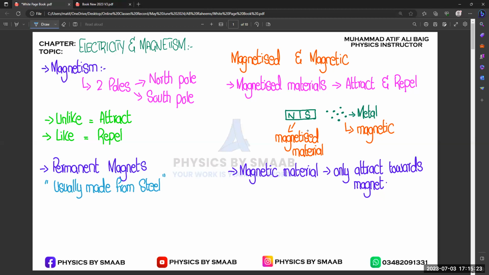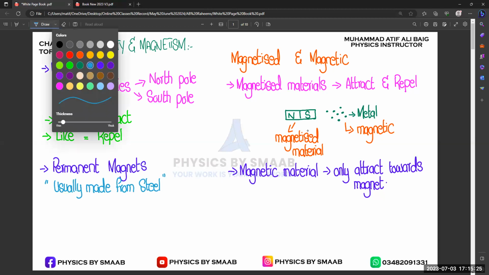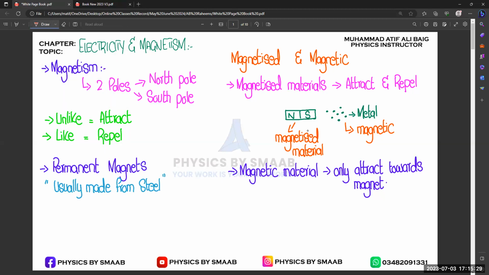If we compare steel and iron, the difference between steel and iron is, let's suppose, for permanent magnets, whenever they ask in any question or about any concept related to permanent magnets, always remember we use steel for permanent magnetic material, right? So steel is always used for permanent purposes.